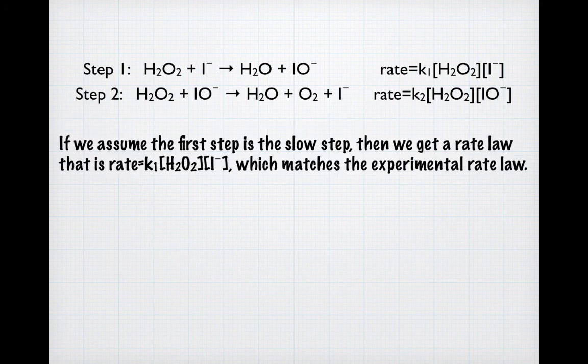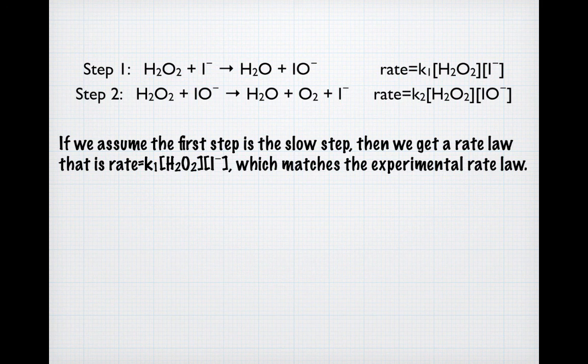Now here, again, if we assume that the first step is the slow step, we see that the rate law of that first step matches the experimental rate law. Okay, so this is a viable mechanism, and you would find if you add up these steps, step 1 and 2, you will get the balanced overall reaction. You'll get 2H2O2 going to 2H2O plus O2.